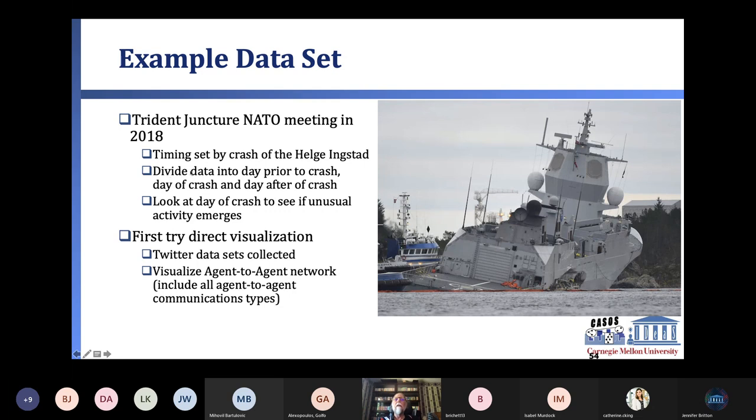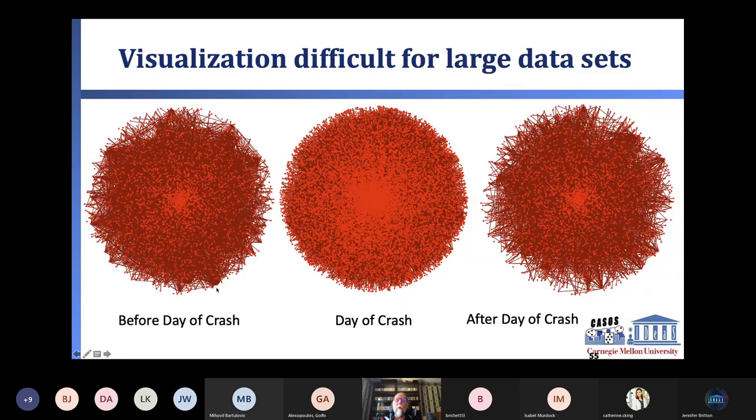So we could divide our data set up into the day prior to the crash, the day of the crash, and the day after the crash to see, did that crash cause any change in terms of the social media data traffic? This was looking at Twitter. Okay. And then can we visualize that? Does that help us? Okay, so we do that. And I think the day of the crash looks slightly busier, but my eyeball can't really tell me a whole lot about this. Any way you look at it, it's pretty busy, but there are a lot more points in the middle, I would say.